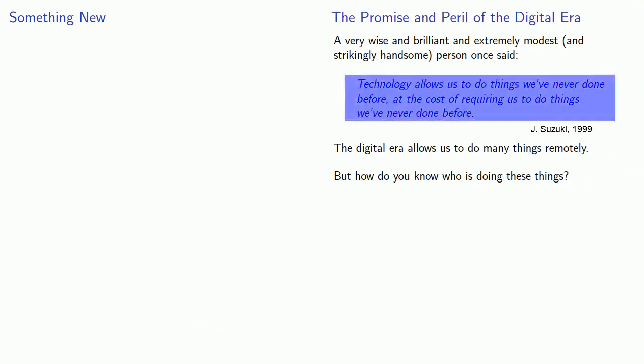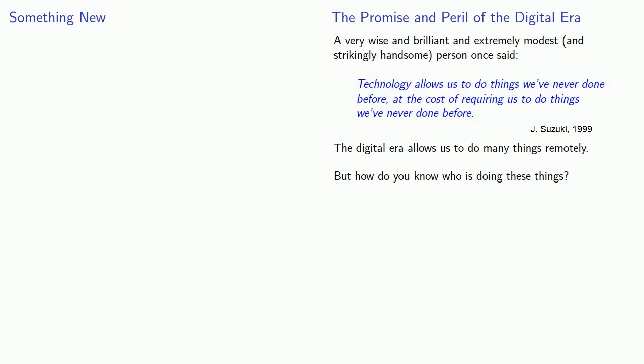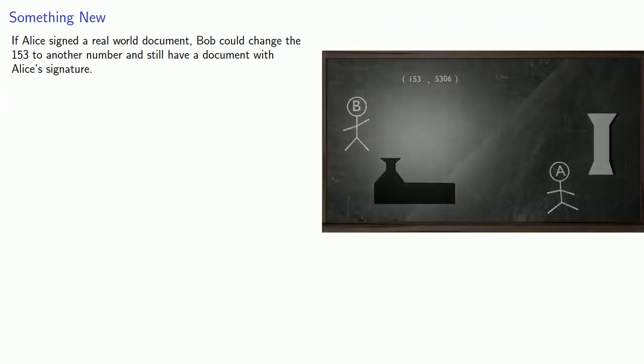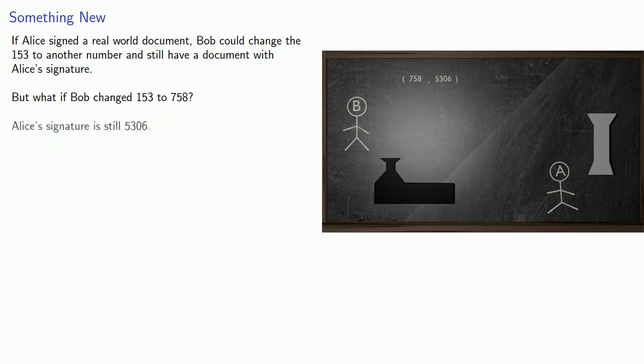Remember, technology allows us to do things we've never done before. And here's something new. If Alice signed a real-world document, Bob could change the 153 to another number and still have a document with Alice's signature. But what if Bob changed 153 to 758? Alice's signature is still 5306. But when we try to verify the signature, 5306 to the power 37 is not congruent to 758. And so whatever document Alice signed with 5306 was not 758. 758 is a forgery.